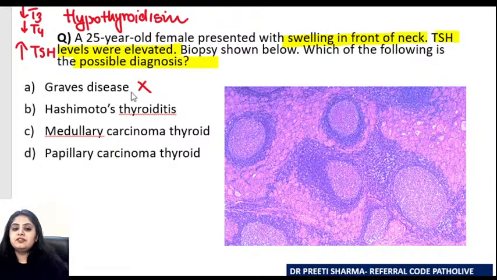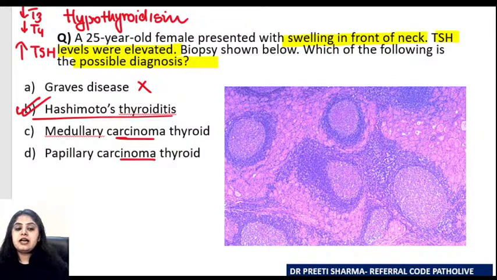Hypothyroidism cannot be Graves. Graves is hyperthyroidism. It's a toxic disorder, hyperthyroidism. When I talk about medullary and papillary, they are carcinomas. I should have seen malignant cells over here. And carcinomas clinically also tend to be euthyroid usually, not always, but that's the usual scenario. The only hypothyroidism disorder seen over here is Hashimoto's.